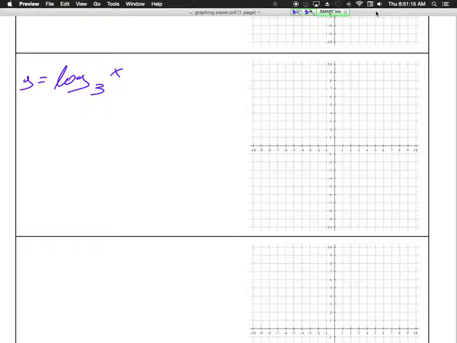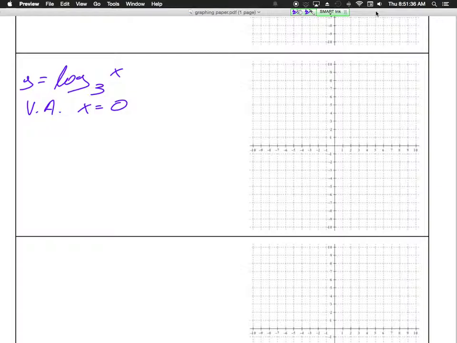Yes. And how are exponential functions and logarithmic functions related? What does it mean to be an inverse? The x's and y's are switched. So instead of y equals 0, it turns into x equals 0 because the x's and the y's are switched. So I'm going to have a vertical asymptote at x equals 0.